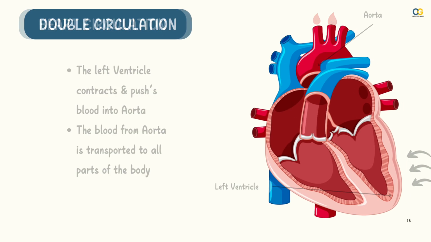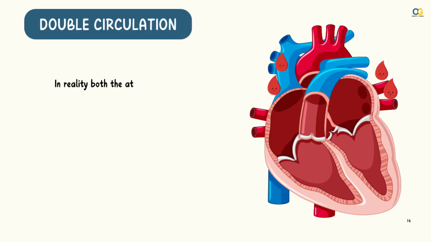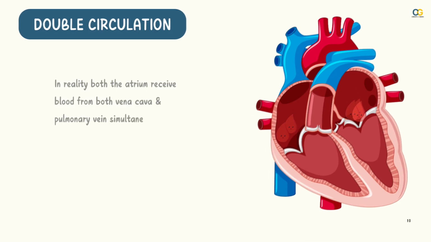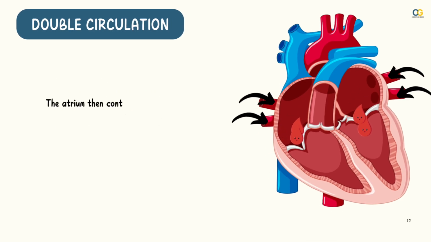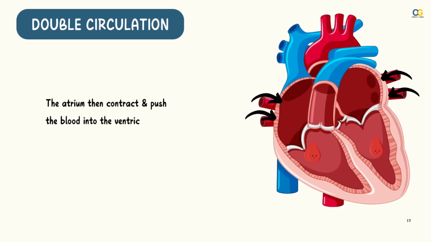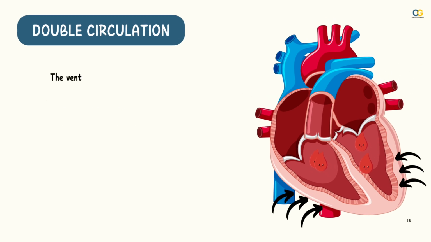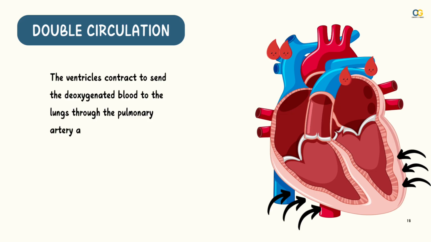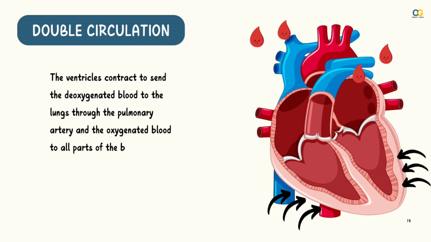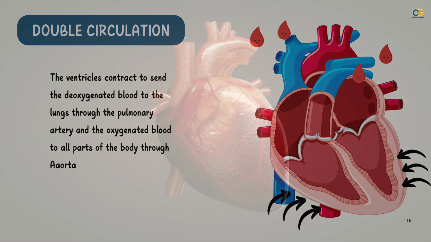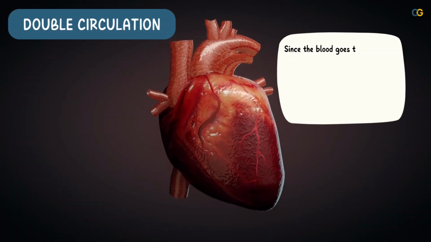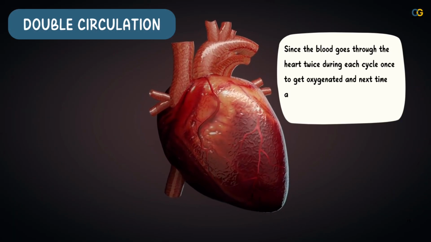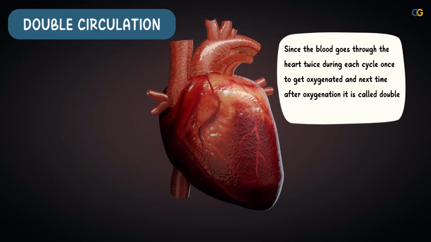In reality, both the atria receive blood from both vena cava and pulmonary veins simultaneously, and then both the atria contract together, push the blood into both the ventricles, and then both the ventricles contract and send deoxygenated blood to the lungs through pulmonary artery and oxygenated blood to all parts of the body through the aorta. Since the blood goes through the heart twice during each cycle, once to get oxygenated and next time after oxygenation, it is called double circulation.